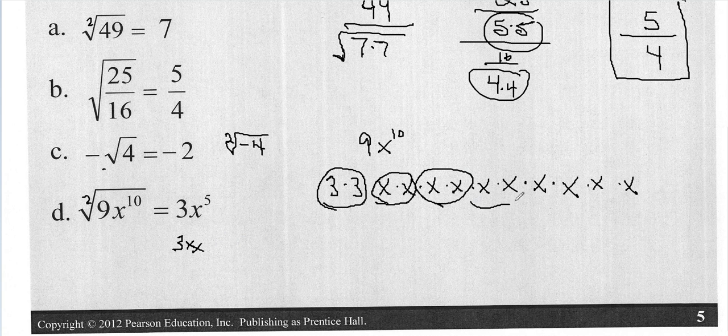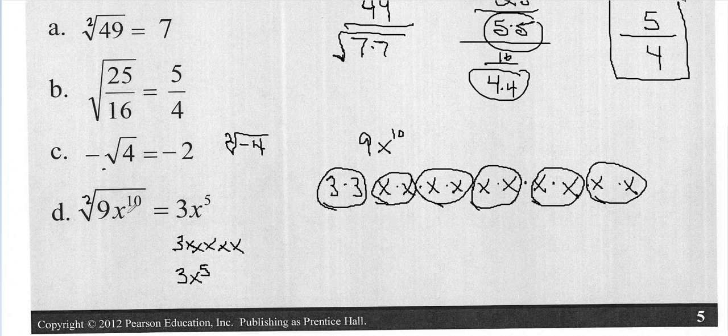Sorry for my sloppy writing. Here's 2 x's here. Goes here. And finally, one more set of 2's. For every 2, I'm taking 1 out. So all this simplifies to be 3x to the 5th.